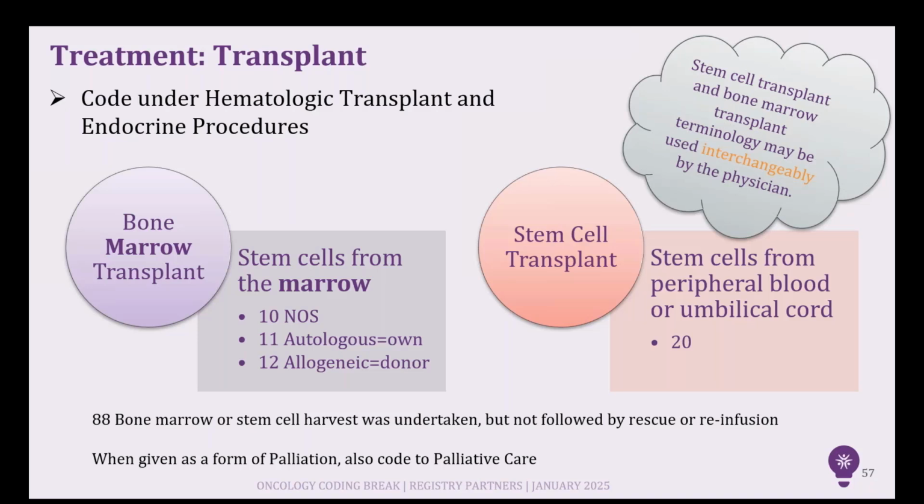So if the stem cells come from the bone marrow, we're going to code it as a bone marrow transplant, and we have these 3 codes. So we'll code 11 if it's from your own bone marrow, and 12 if it's from a donor, and then we have 10 if it's just a bone marrow and you don't know if it's from their own bone marrow or a donor. If the stem cells come from the peripheral blood or the umbilical cord, this is considered a stem cell transplant, and we only have one code for that one, which is 20.